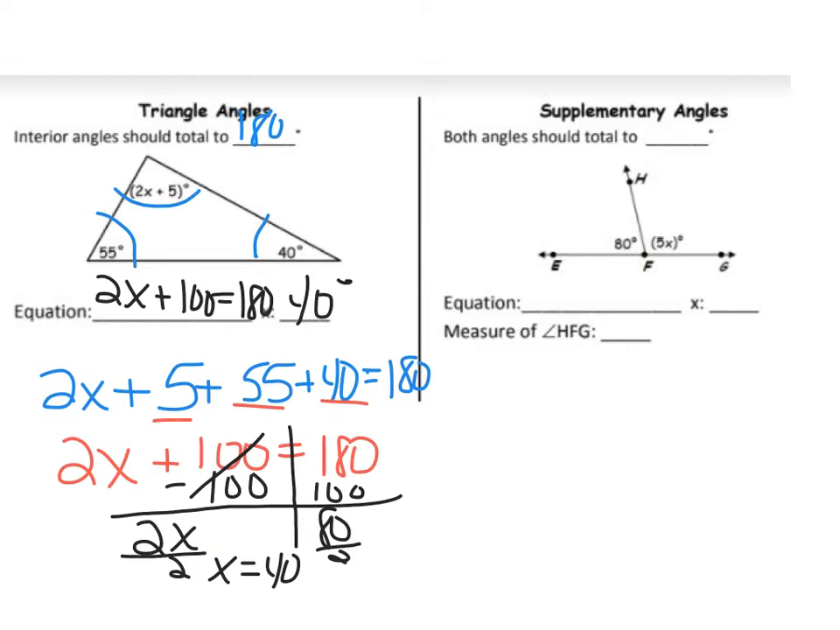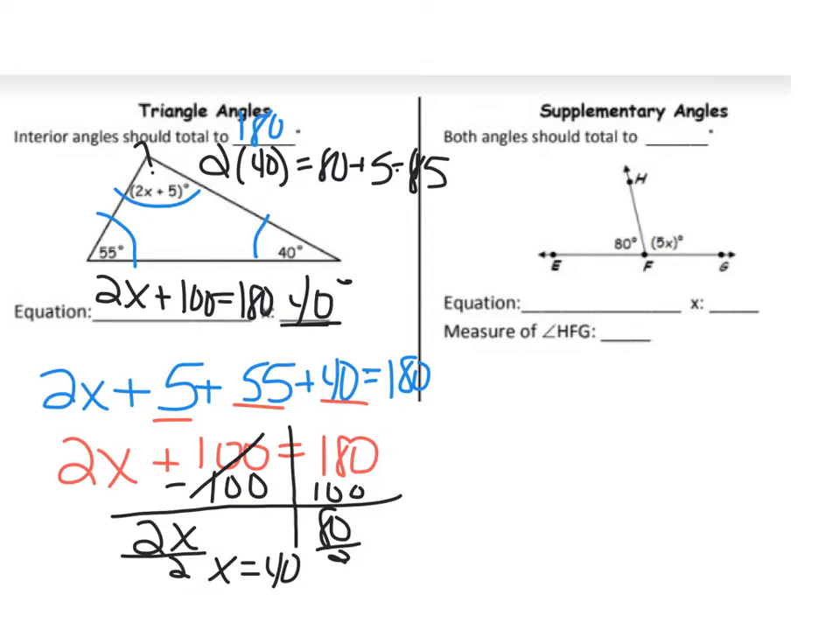Okay, now there's times that they're going to ask you what this angle is. So when they ask you that, then all you have to do is get 40 and multiply it. So 2 times 40 is 80 plus 5. So that means this is going to be 85. This angle will be 85 degrees.